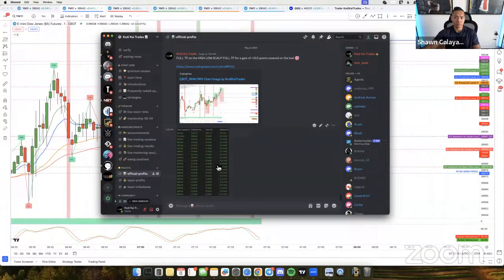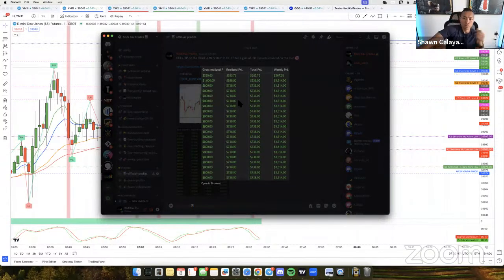Looking over here at my profits for the day, this is what I locked in. So I locked in 320 on my personal account, 1,000 on one of my Apex, and the rest of my Apex 800. So I'll do a total calculation of this at the end of the session, but I just wanted to show you guys what I locked in off that trade.